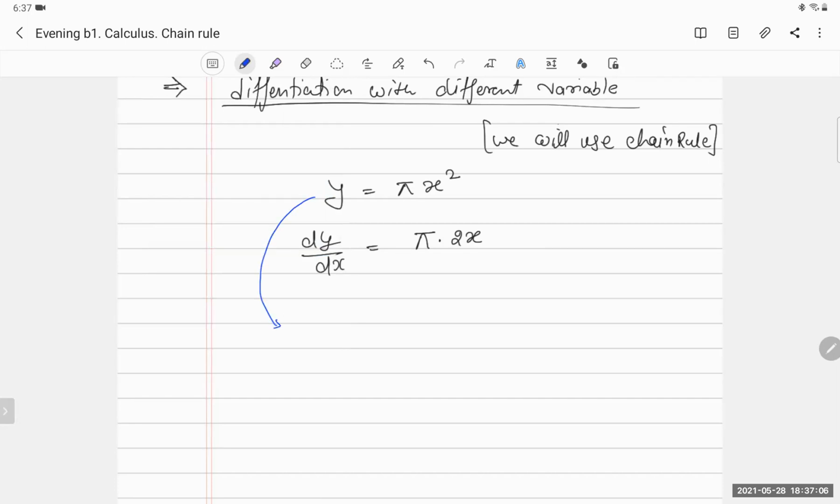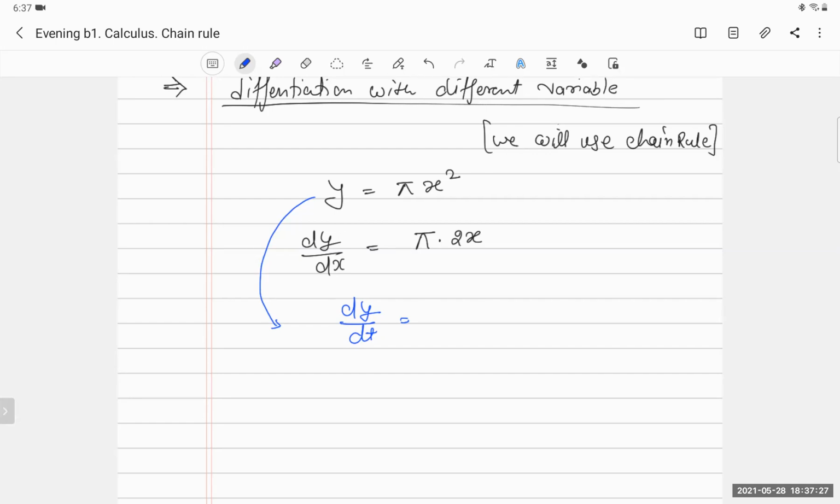Suppose I ask you now, what is dy by dt? I am not asking what is dy by dx. I am asking what is dy by dt. Then how will you solve it? So can we write pi into 2x, multiply and divide by dt upon dx?